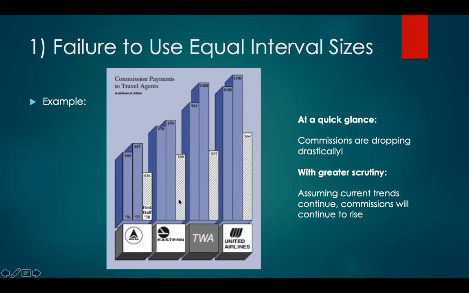Therefore, if the current trends continue, commissions are going to continue to rise in 1978. Since this is only representing commissions for half of the year, this might be doubled, and thus representing higher commissions in 1978 than 1976 and 1977. So it's important to use equal intervals when displaying information graphically to convey accurate interpretations of trends in data.